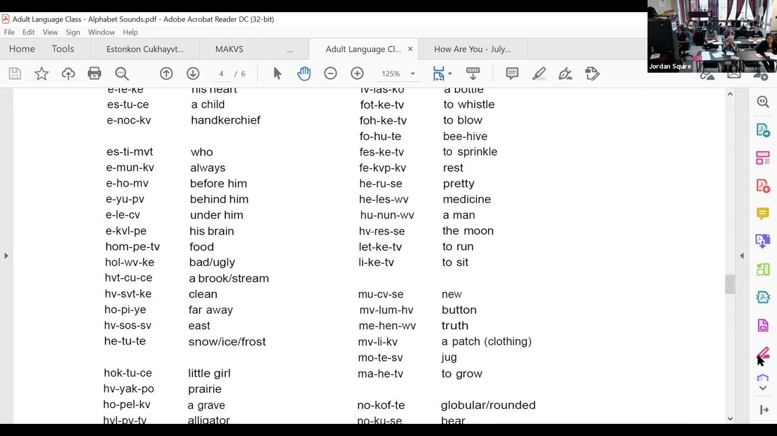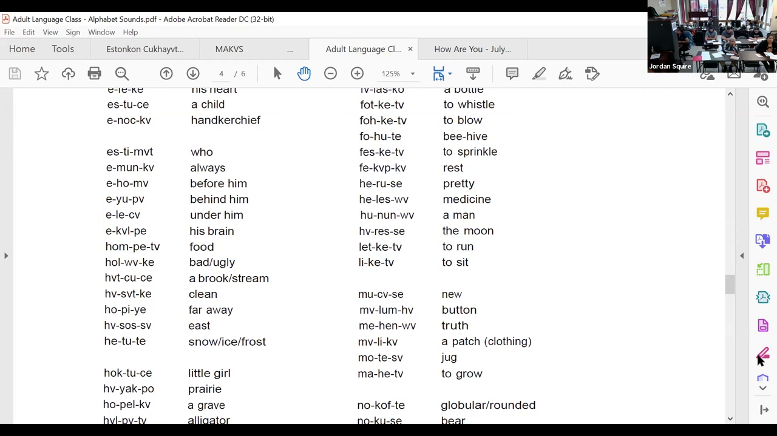To sprinkle, and that's like when you get right here, like fishkida. To sprinkle, that's when you get water and sprinkle it. So what is that? Fishkida. To rest, figapka. See that? Figapka. Pretty, hitoshi. Medicine.